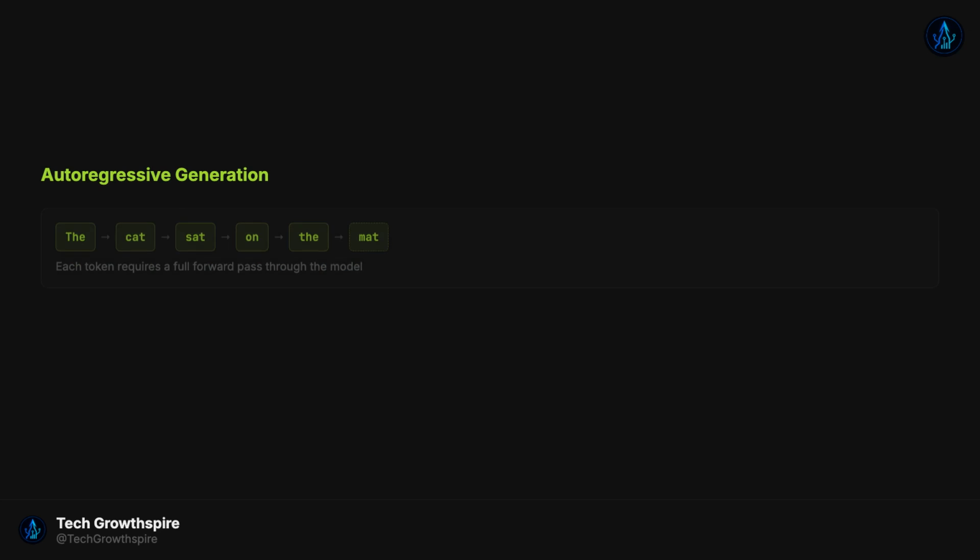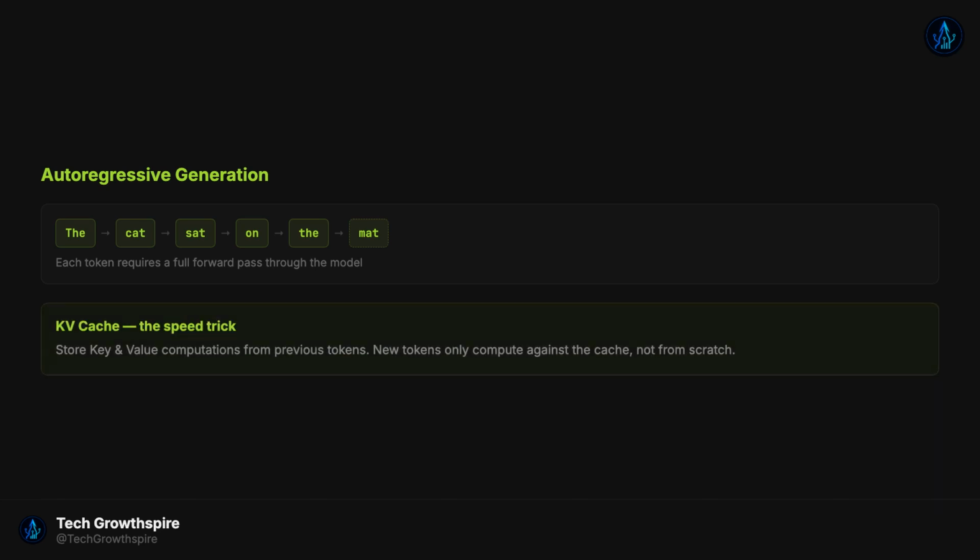After pre-training comes fine-tuning. Humans rate different responses for quality and helpfulness. The model adjusts using reinforcement learning from human feedback, or RLHF. This is why ChatGPT gives structured, helpful answers rather than random text completions. Training a frontier model costs over $100 million. Thousands of GPUs for months.